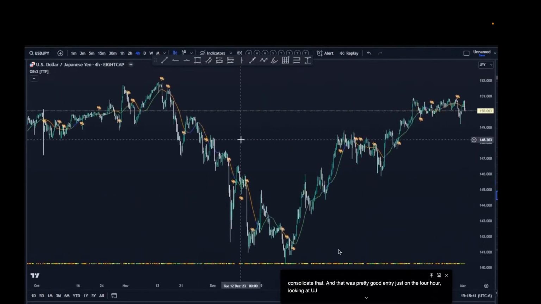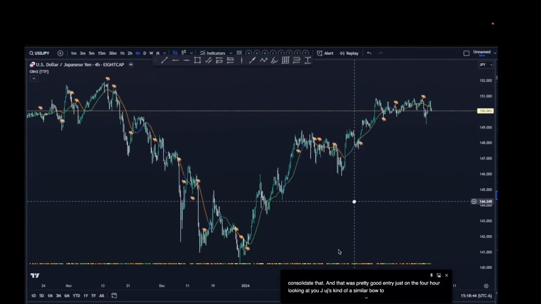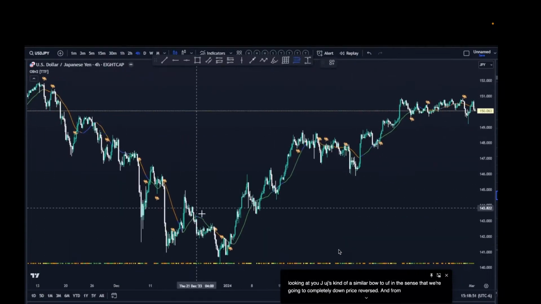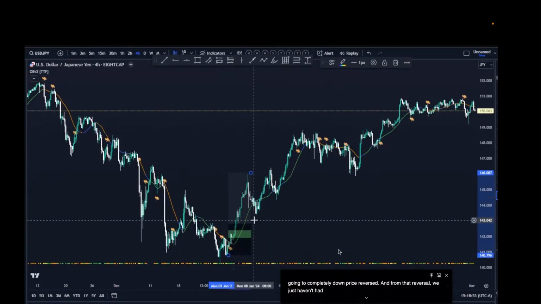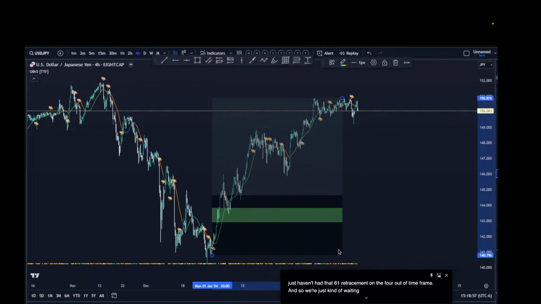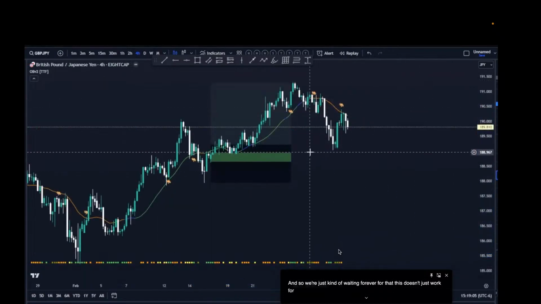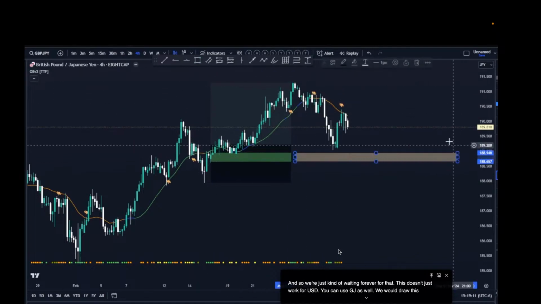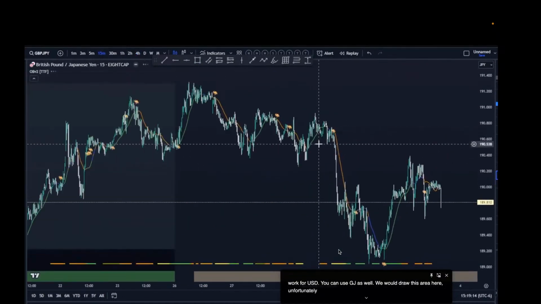Looking at UJ is kind of a similar boat to UF in the sense that we're going completely down, price reversed. And from that reversal, we just haven't had that 61 retracement on the 4 hour time frame. And so we're just kind of waiting forever for that. This doesn't just work for USD. You can use GJ as well. We would draw this area here. Unfortunately, price never came down to that.